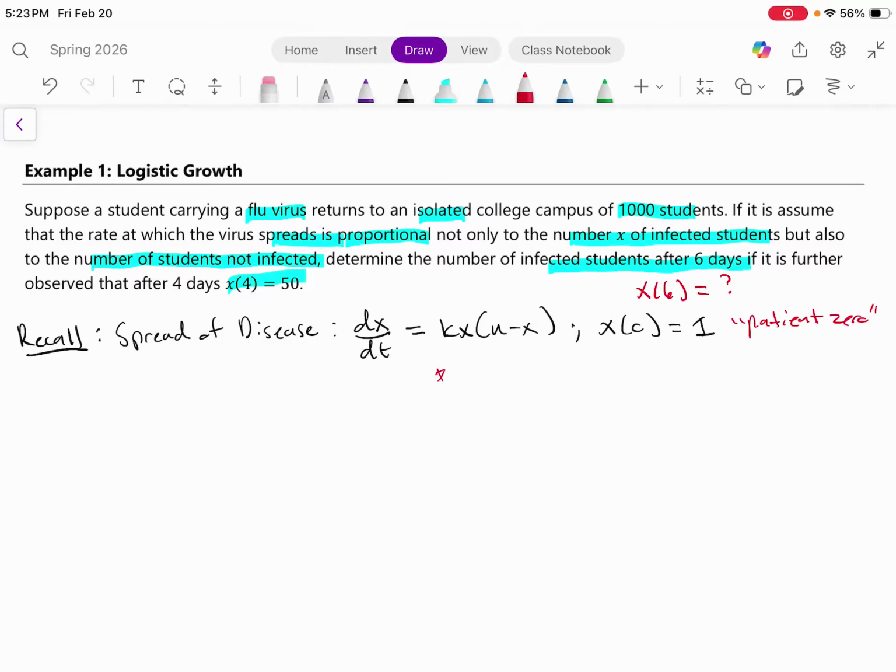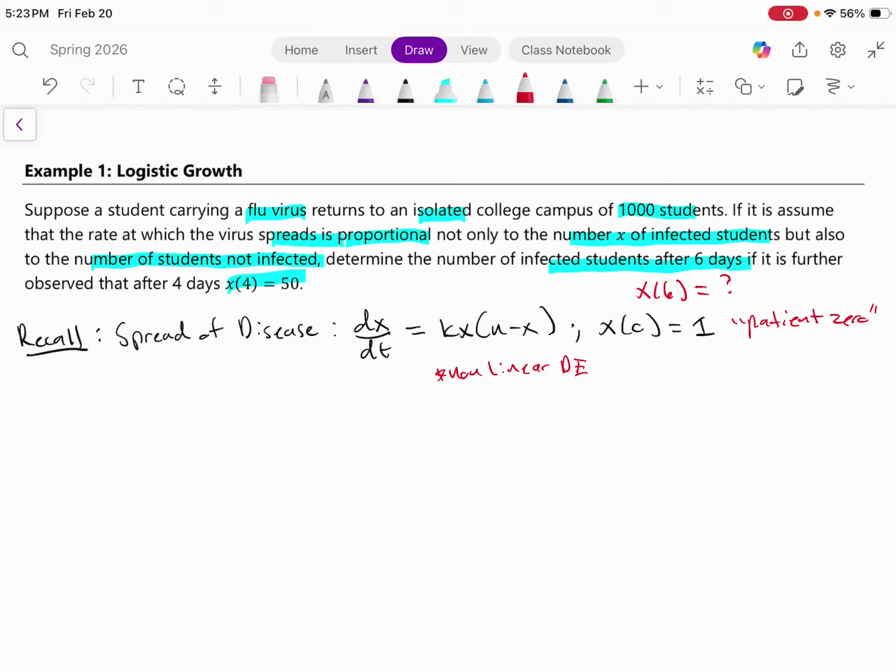And this is a non-linear differential equation. Why is that? Well, because if we distribute in that x, we'd have an x squared, and your dependent variable squared makes this non-linear.